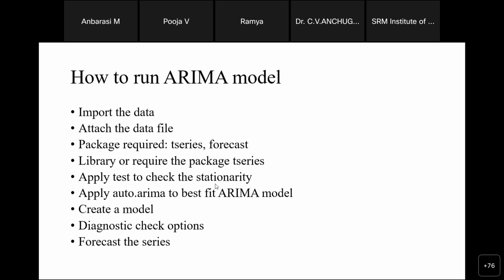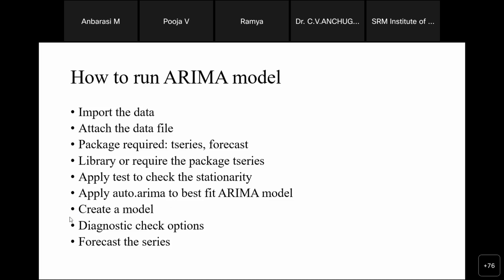After that, we have to apply the test for stationarity, because before performing any function, as I told you, we have to convert the data into a stationary series. We have to check whether the data is stationary or not, and only then apply the auto ARIMA model. This auto ARIMA function will always give you the best fit. No need to calculate ACF and PACF; automatically it will be calculated, and it will give you the best parameters.